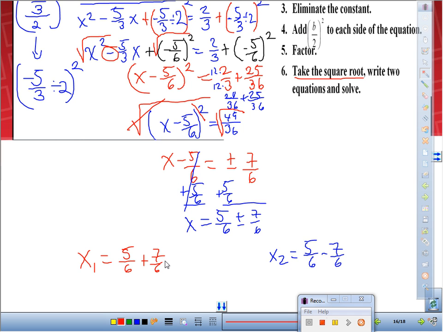So let's simplify. 5 plus 7 is 12 over 6, which becomes 2. This one over here is negative 2 over 6, which becomes negative 1/3. These are my roots, x-intercepts, my zeros, or my solutions.